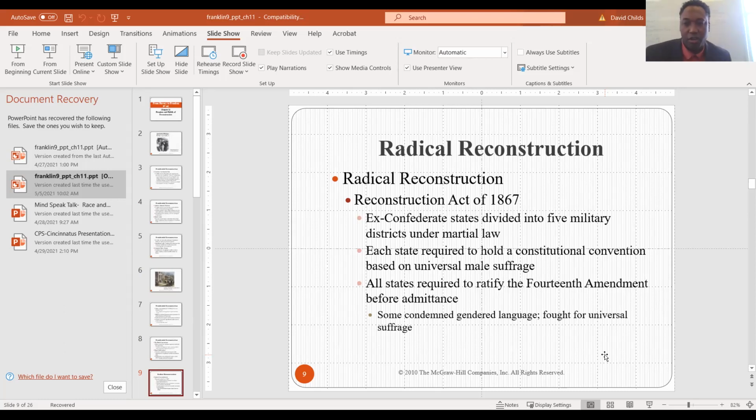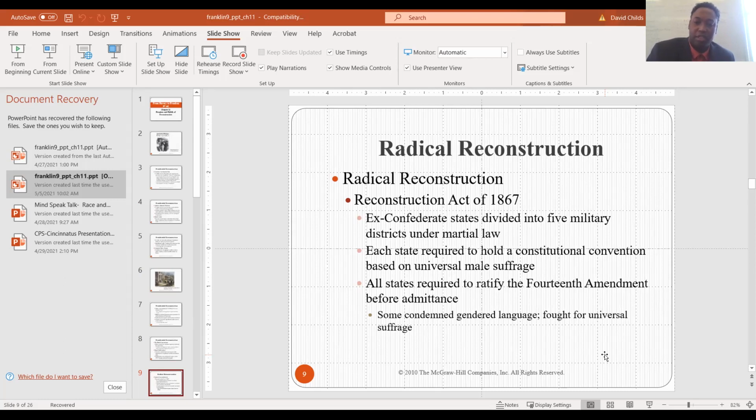Each state were required to hold a constitutional convention based on universal male suffrage. That means all males can vote, because it used to be that only rich white males can vote. All states were required to ratify the 14th Amendment before admittance. The 14th Amendment gave African Americans citizenship, Black male citizenship.